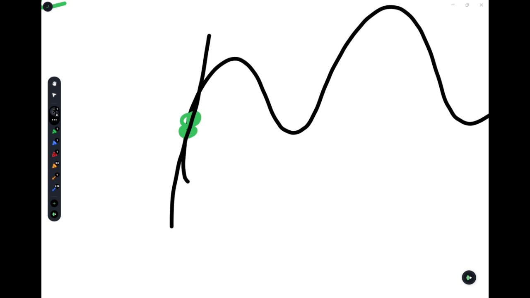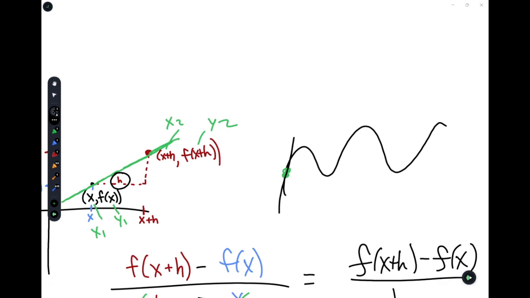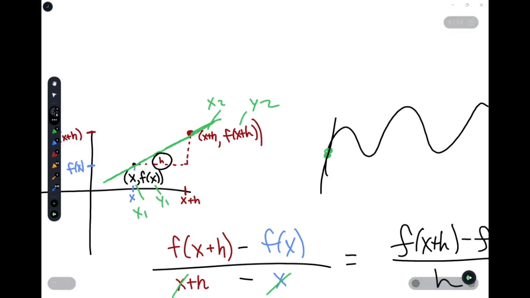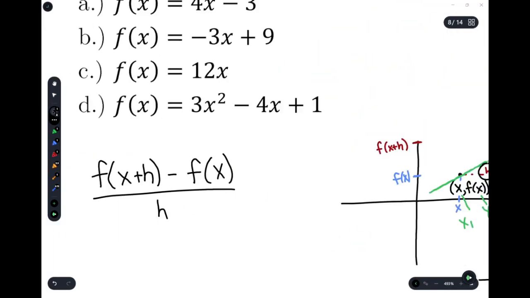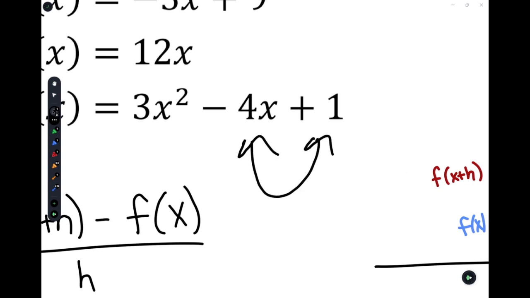That's pretty darn accurate to how fast I was going at that point, right? So this whole difference quotient is an exercise in finding slope. Way easier with the line, way harder with the traffic equation. And so here we are saying, what's the slope at some point for the parabola that looks like that?